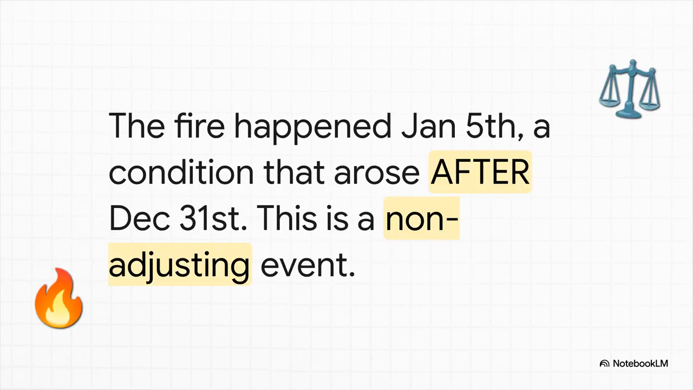So, back to our big mystery from the start. The warehouse fire on January 5th. Let's ask the question. Was the warehouse on fire on December 31st? Obviously not. So the condition arose after the reporting period. It's a textbook non-adjusting event. You do not go back and change last year's numbers. Case closed, right? Well, not quite.